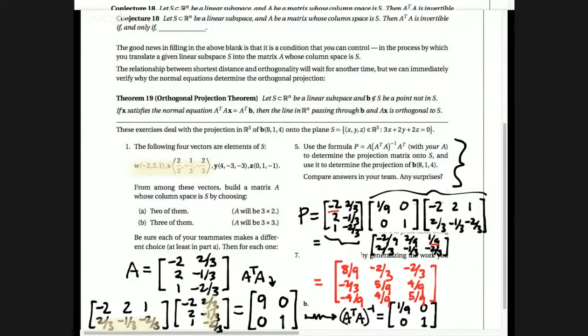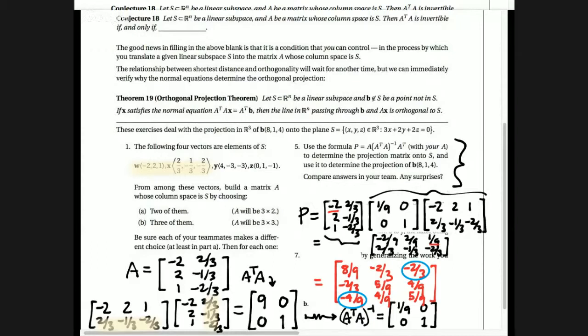Well, does it need to be symmetric though? Because we know A transpose A must be symmetric, but we haven't investigated the question of whether P itself needs to be a symmetric matrix. My suspicion is that probably it will be. So let me just double check my arithmetic. The only entries in my matrix that aren't symmetric are this pair. So let me just double check that that pair was computed correctly.